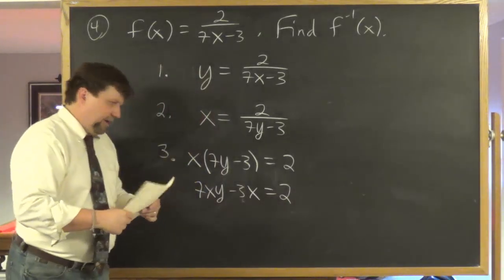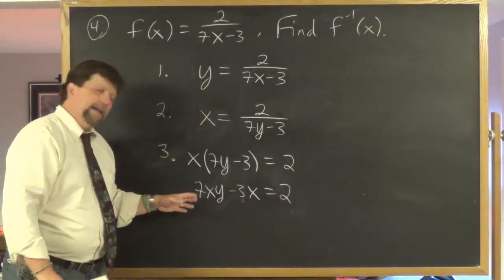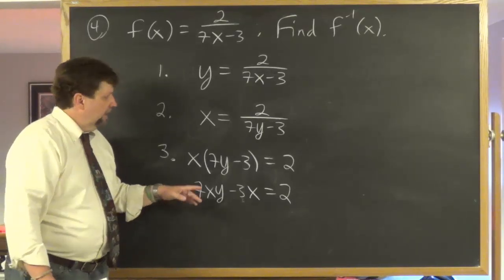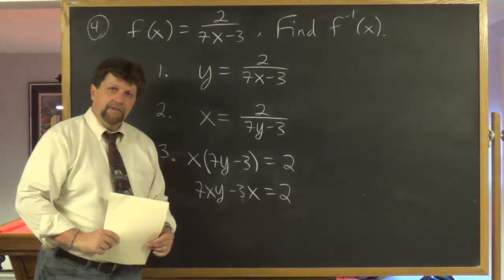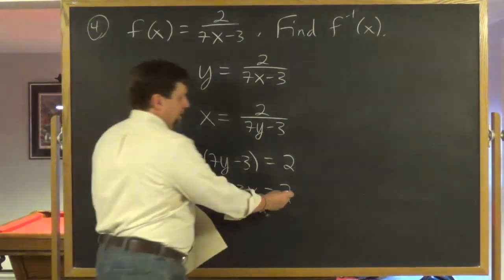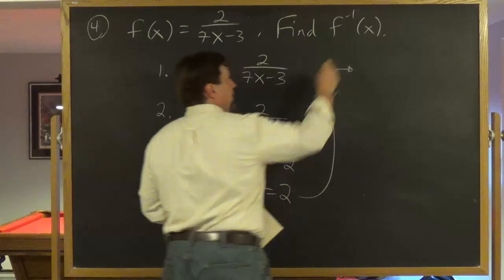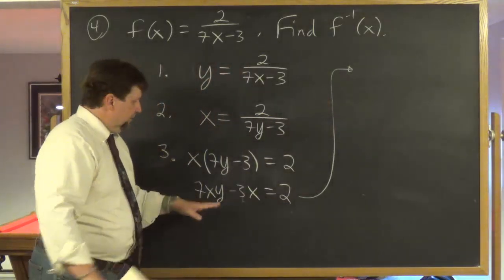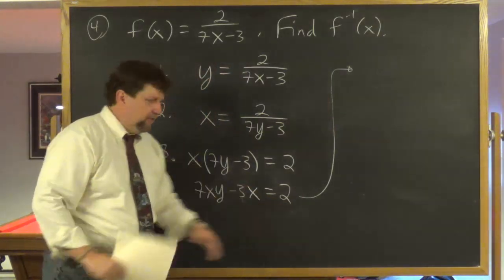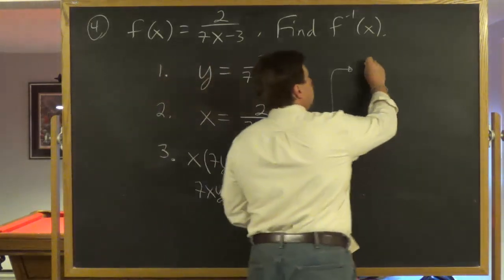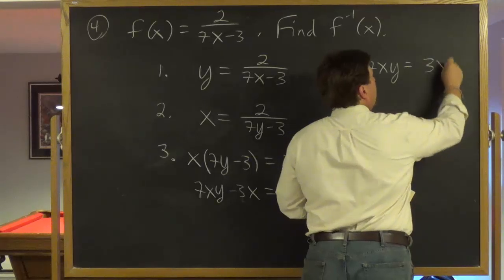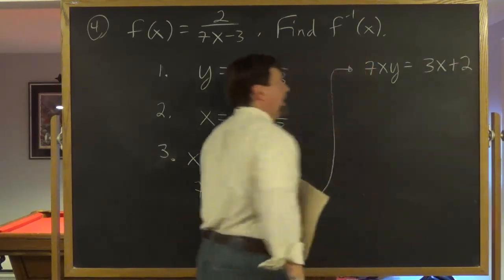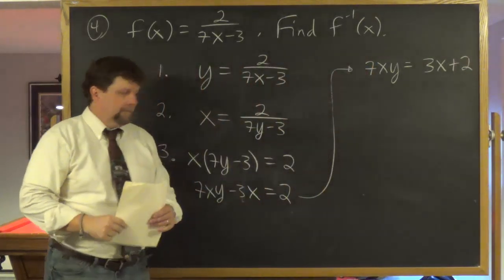Now keep in mind I'm trying to solve for y, so I want to end up getting y by itself. So my next step is going to be add 3x to both sides of the equation. And I'm running out of room here, so let me tag it up here where I have a little extra space. I'm going to add 3x to both sides. So that gives me 7xy equals 3x plus 2.